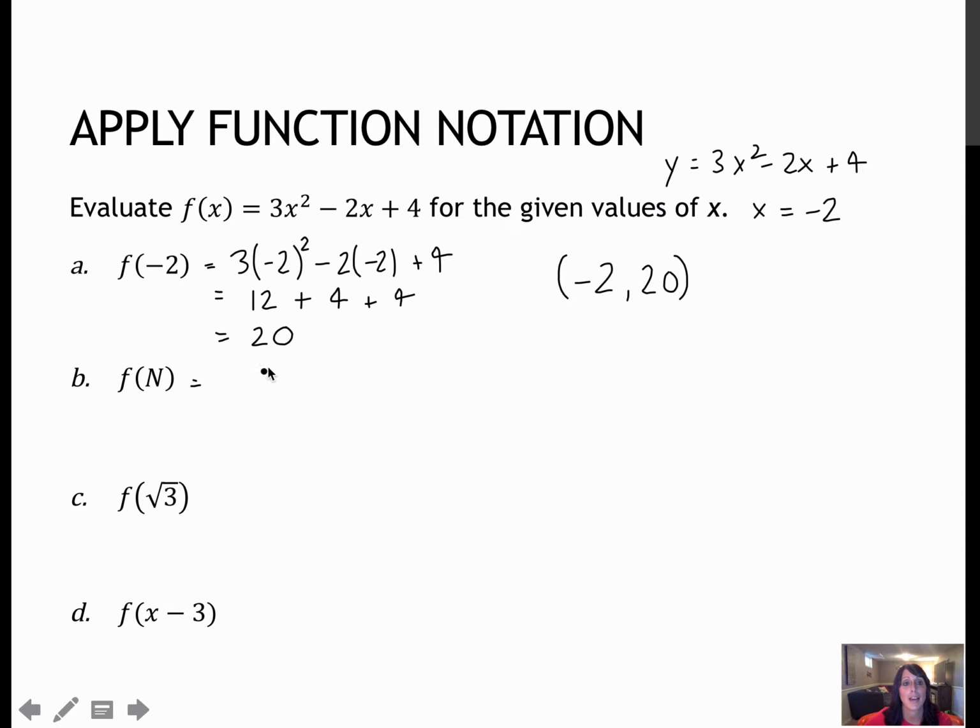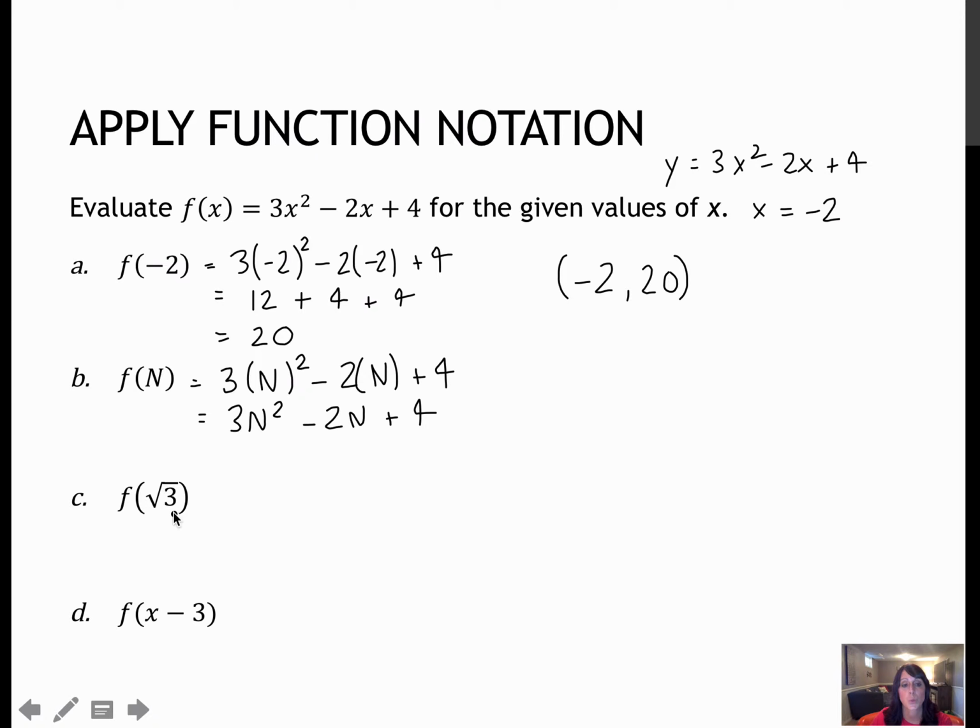Looking at my next one, f of n means every time I see an x, I replace it with an n instead. And just get used to plugging them in parentheses. Now I'm just going to do some simplification. What's n squared? I don't know, it's n squared. What's -2 times n? -2n. So that would be as far as I could go because I don't have a value for n.